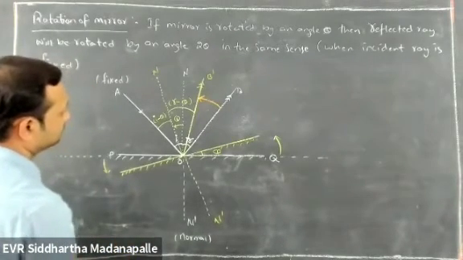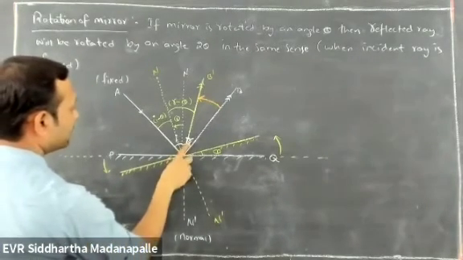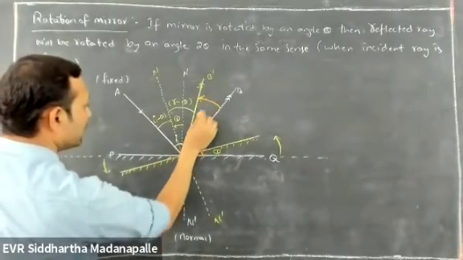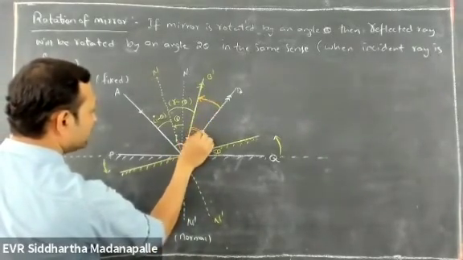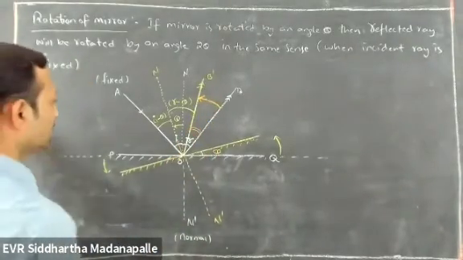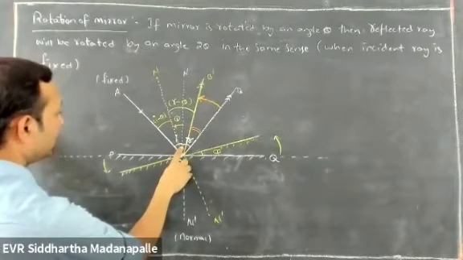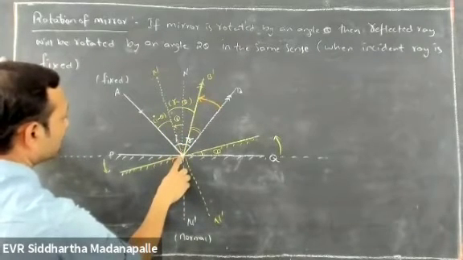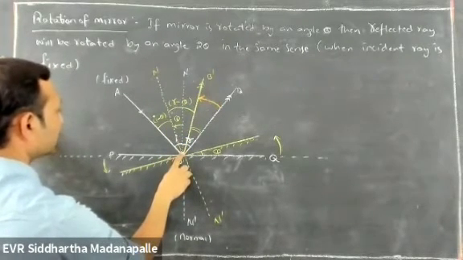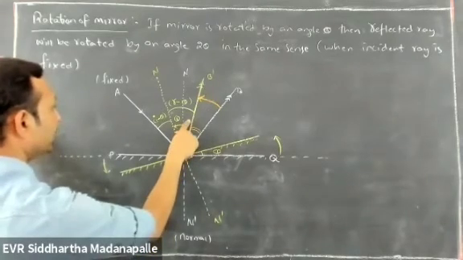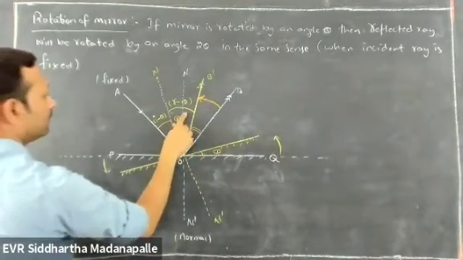Now we have to calculate this angle. We have to find out the angle of this one. Here the total angle will be R with the normal, right? So first of all, we have to find out what is this angle here. So what will be the angle here?